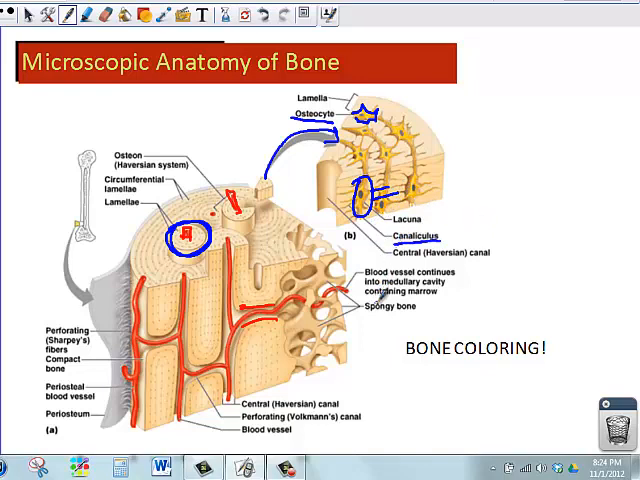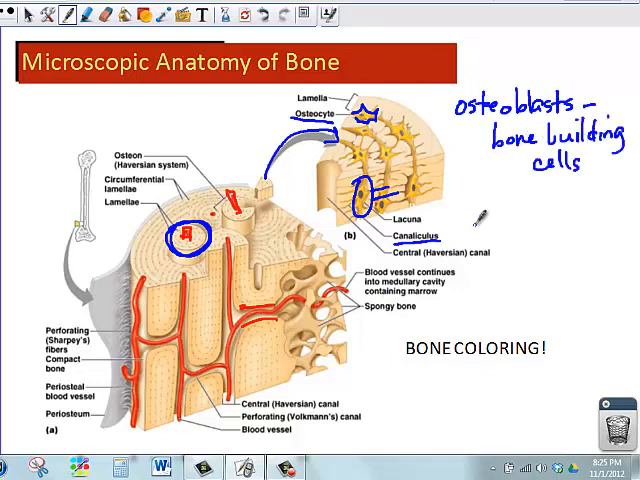So what are osteocytes doing hanging out in their lacunae? They first began their life as cells called osteoblasts. Osteoblasts are bone-building cells that secrete the matrix that makes up the bone. When osteoblasts become trapped in the matrix they're secreting, they stop building bone and start maintaining it. So their fate is to eventually turn into an osteocyte, living in a little lacuna.